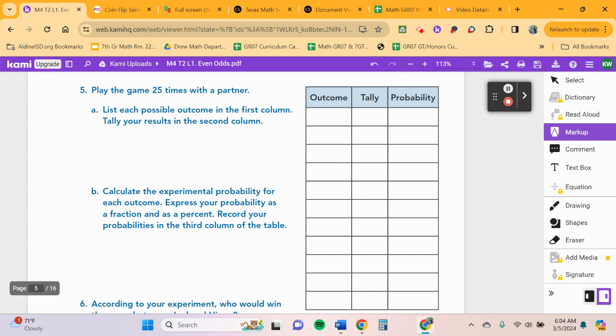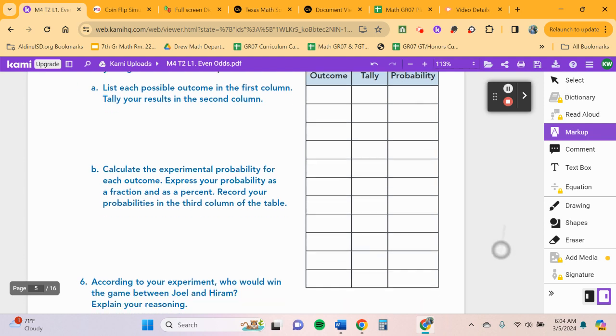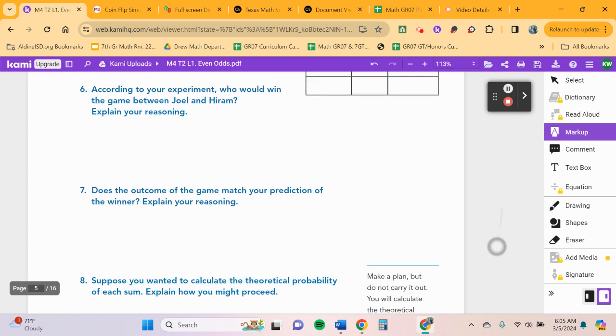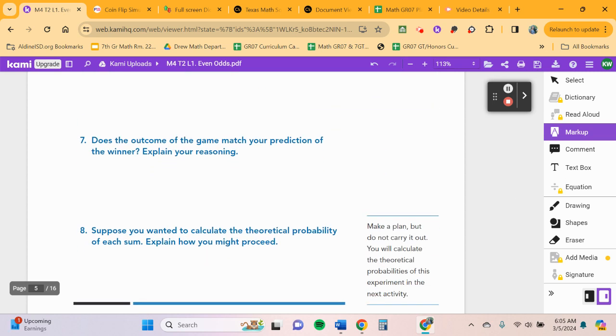So we're listing our outcomes and tallying the results. Part B, you're calculating the experimental probability for each outcome, expressing it as a fraction and a percent. Then we are determining the winner of the game, comparing to see if our winner matches our prediction, and then calculating theoretical probability.